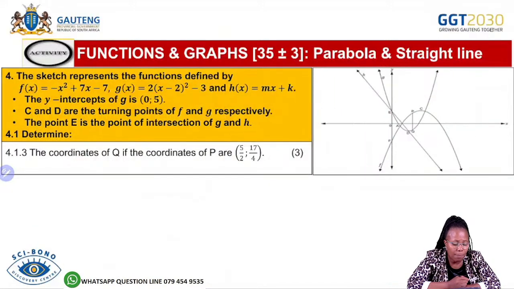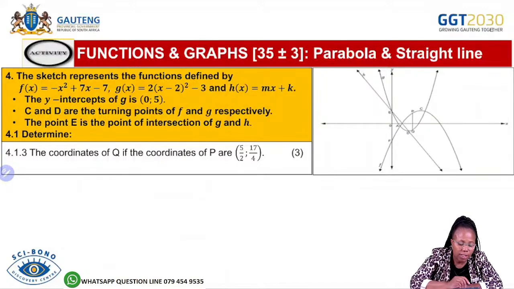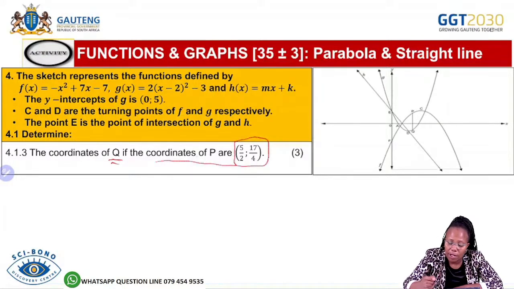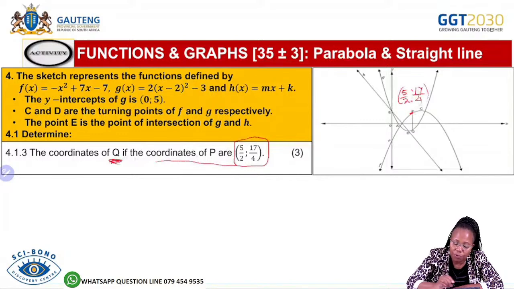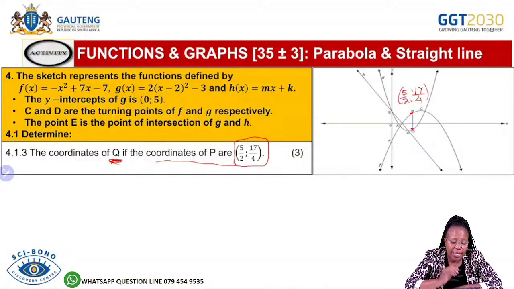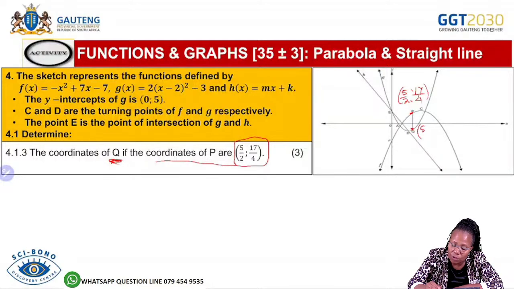And then 4.1.3, they say determine the coordinates of Q if the coordinates of P are this one. Okay, if you look, P is that point there. And they say that point is 5 over 2 coordinating with 17 over 4. Correct. And they say find the coordinates of Q. If you look at Q now, Q is that point there. Can you see that? They are at the same x value there. If that is the case, that means the x value of Q is also 5 over 2. We only need the y value.